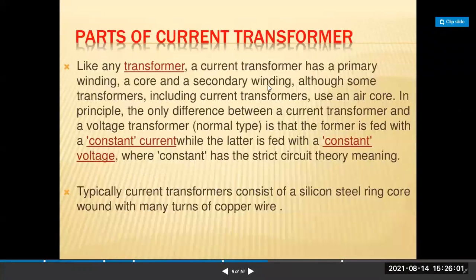Next are the parts of the current transformer. The core part is the primary winding, which is the straight rod type. The core part can also be the loop type. The secondary winding is also part of the core. This is the air core of the current transformer.